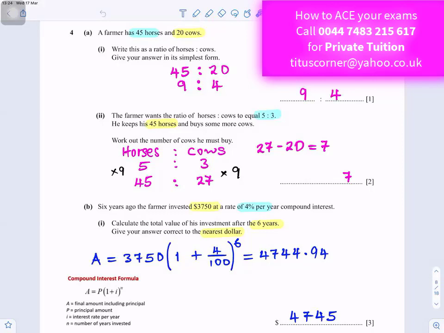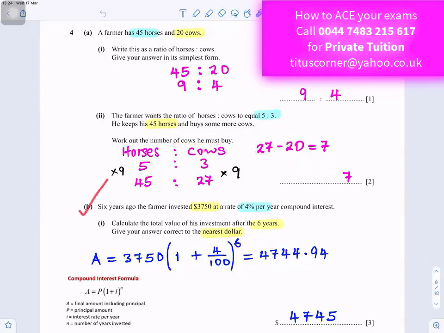Part 2. The farmer wants the ratio of horses to cows to equal 5:3. He keeps his 45 horses and buys some more cows. Work out the number of cows he must buy. Horses to cows, 5:3. If you multiply by 9, you get 45 horses, and you multiply by 9, you get 27 cows. We had 20 cows before, so 27 minus 20 is 7. He must buy 7 cows.